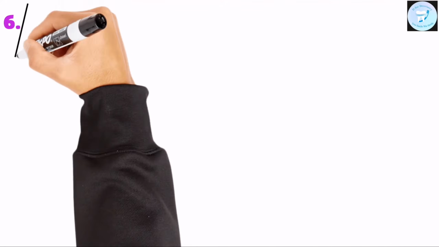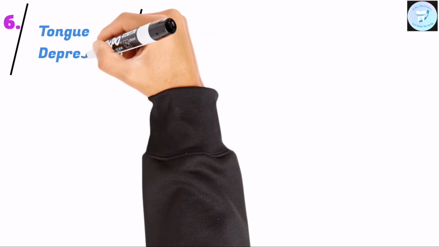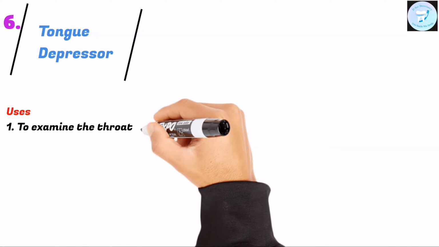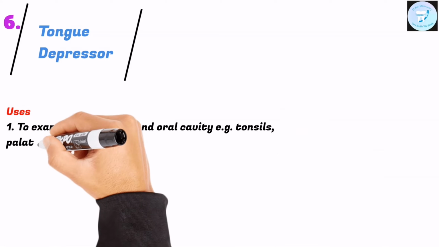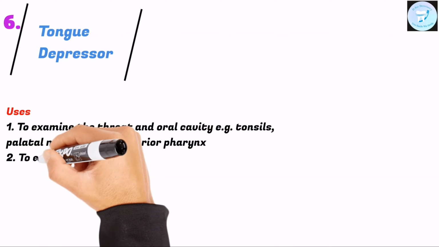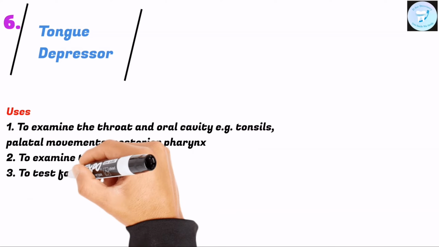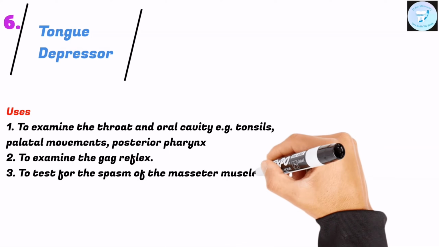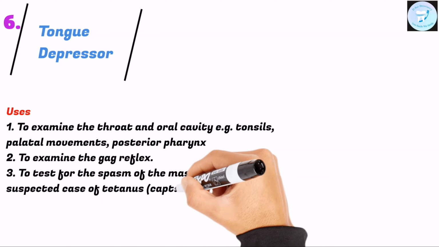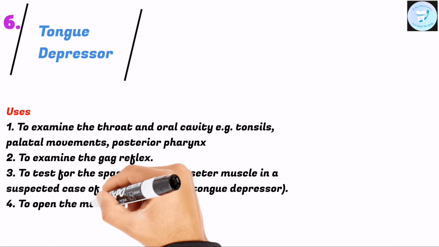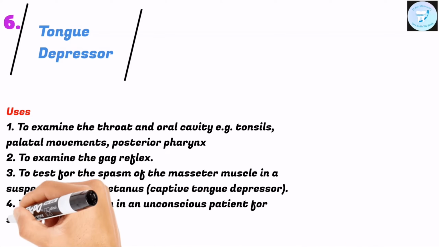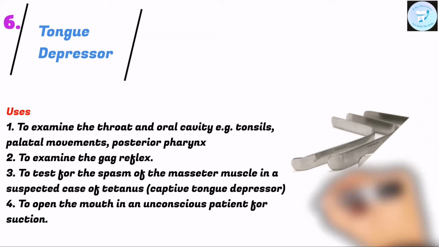6. Tongue depressor. Uses: first, to examine the throat and oral cavity, for example tonsils, palatal movements, posterior pharynx. Second, to examine the gag reflex. Third, to test for a spasm of the masseter muscle in a suspected case of tetanus. Fourth, to open the mouth in an unconscious patient for suction.